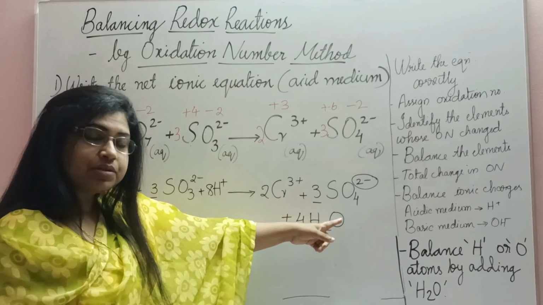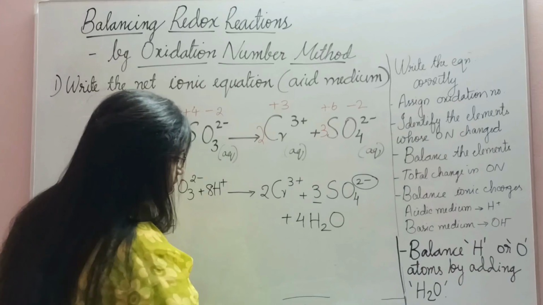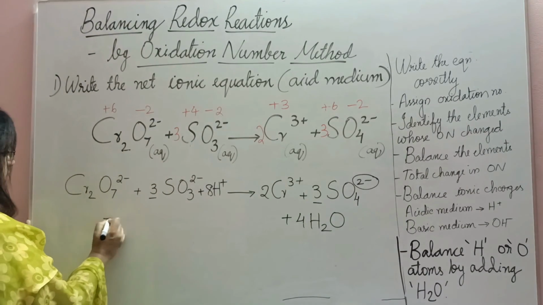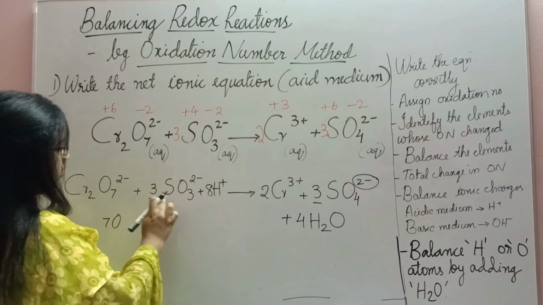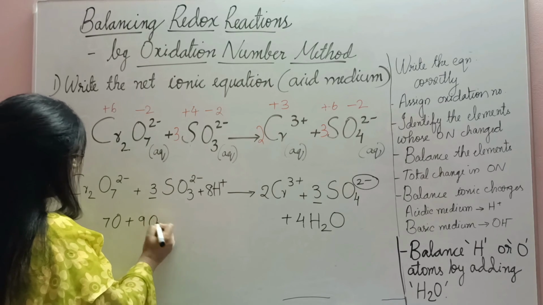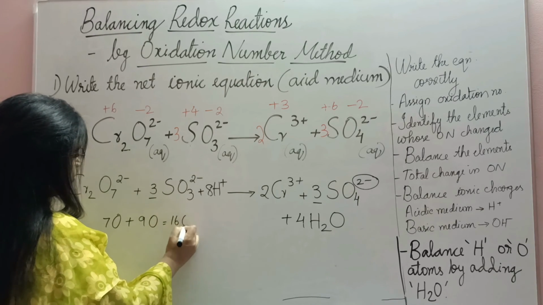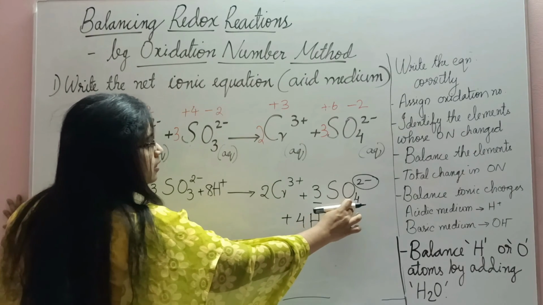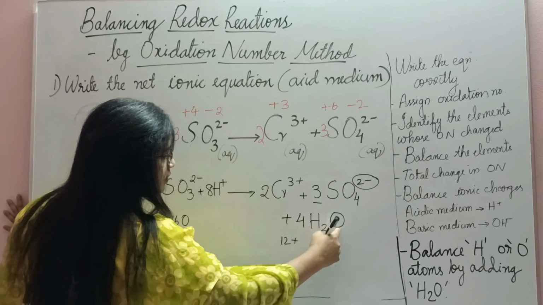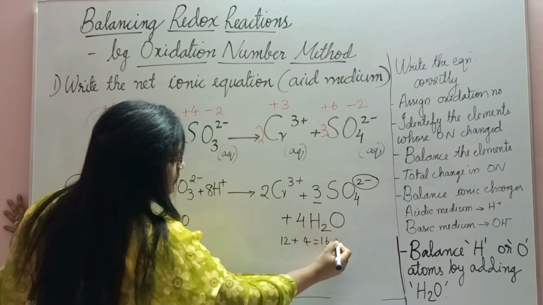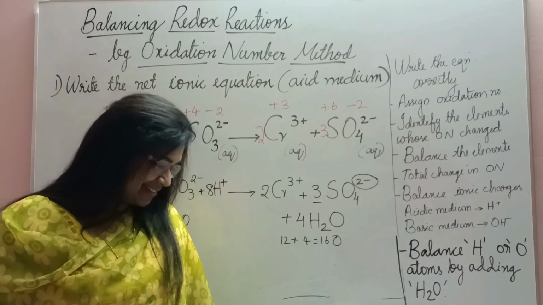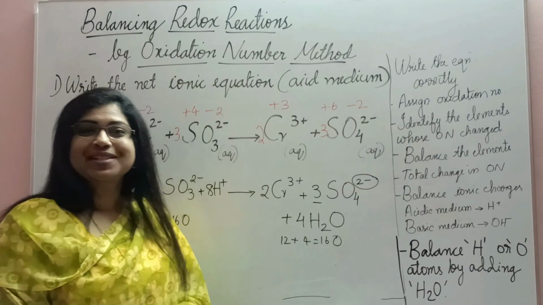Now you can also count the number of oxygen atoms, whether they are balanced. Here 7 oxygen atoms are there. Here 3 threes are 9 oxygen atoms. So total 16 oxygen atoms. Here 4 threes are 12 plus 4 oxygen, that is equal to 16. Oxygen atoms are also balanced. The equation is balanced.